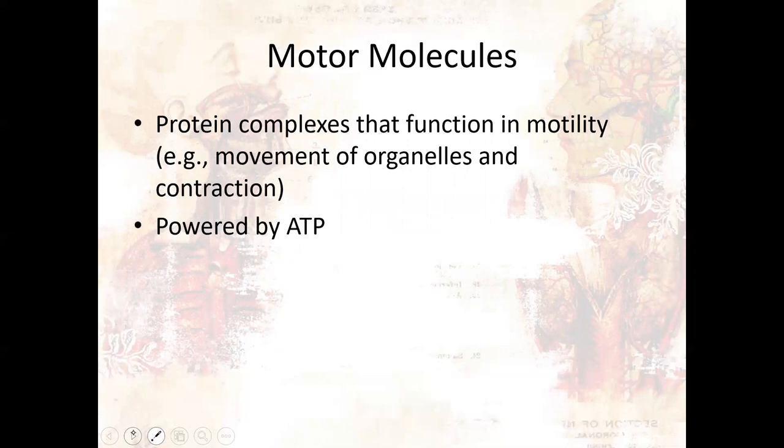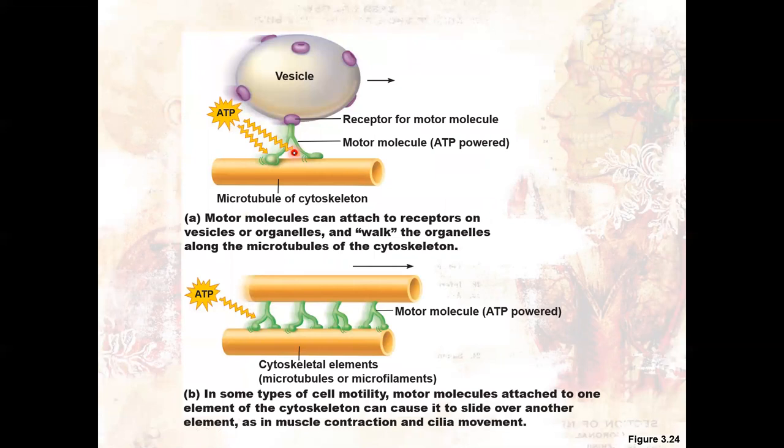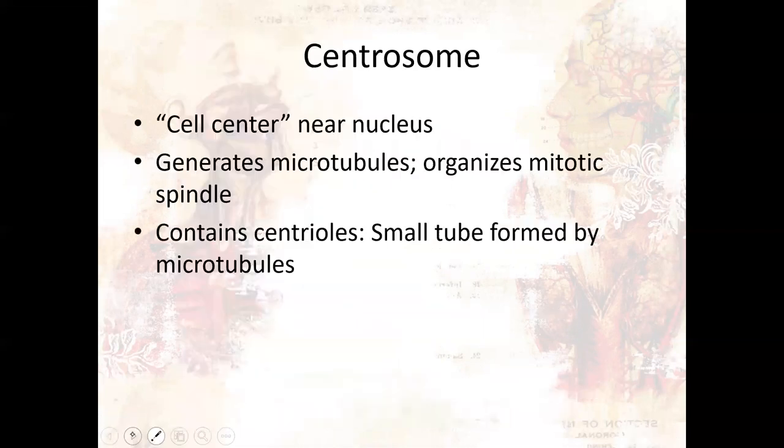In order to move along the microtubule highway, you've got to have a car. And those cars are called motor molecules. Here's a motor molecule, the little green thing. It attaches, in this case, the receptors of that vesicle, and then it moves along the microtubule highway. Moves that throughout the cell. We'll talk more about this when we talk about cell motility, like the muscles.